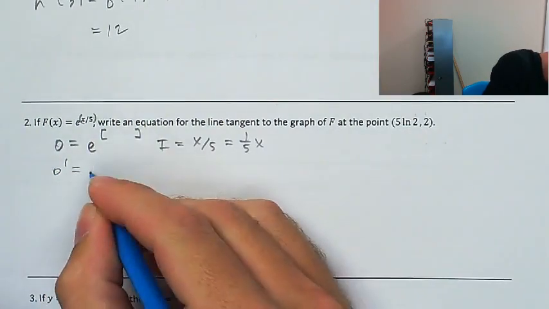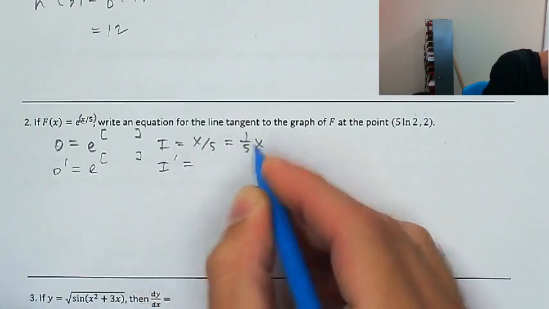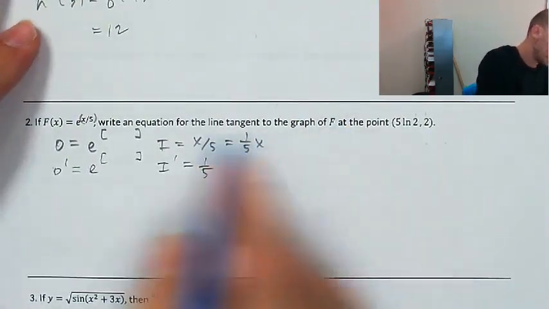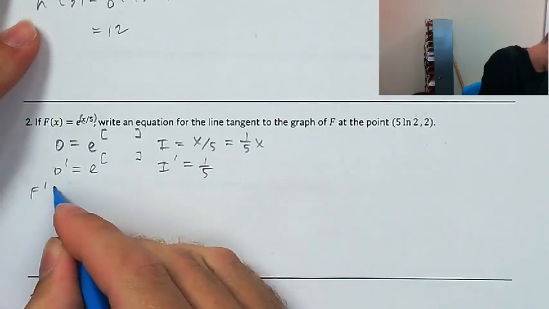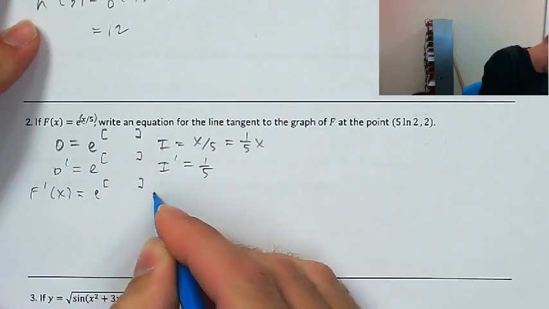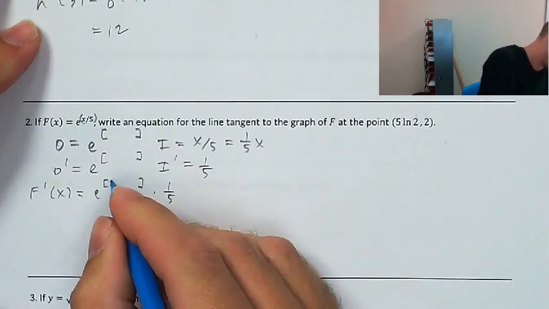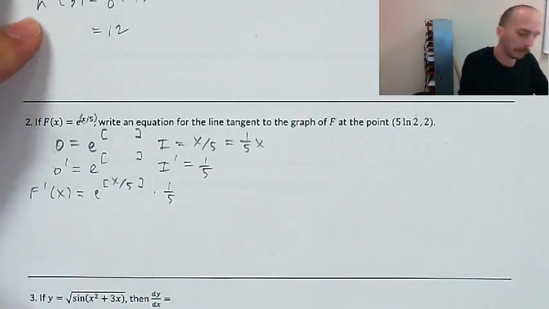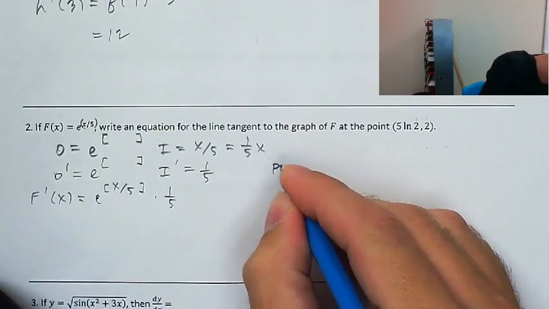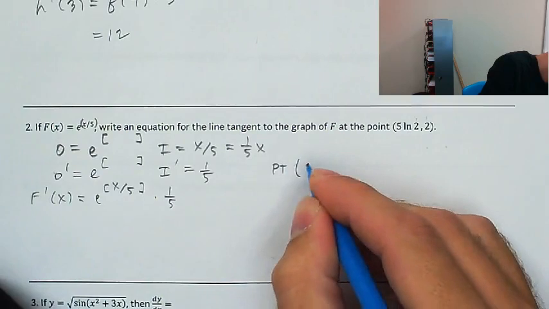Okay, I'm going to take the derivative of outside, e to the thing is its own derivative. Inside prime is just going to be 1/5. And then to get f prime, I'm going to multiply outside prime by inside prime. And then whatever goes in here is what went in there originally, so that's x divided by 5. Okay. Now to write a tangent line, I'm going to need a point and a slope. So I'm going to get the point by plugging in x equals 5 log 2. No, I've already got the point. That was kind of them.